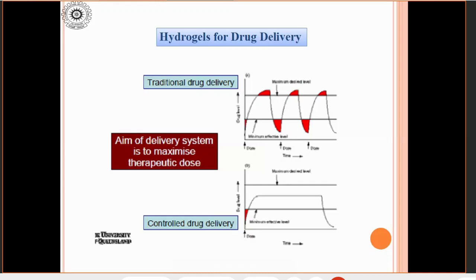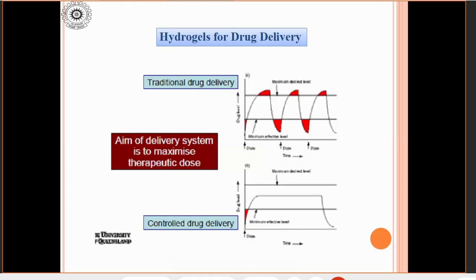Again, another problem because of which you'll find that in case of most of the drugs, hardly 15 to 20% of the drug reaches the desired site. The rest goes waste. So that's the main problem with the traditional drug delivery system.